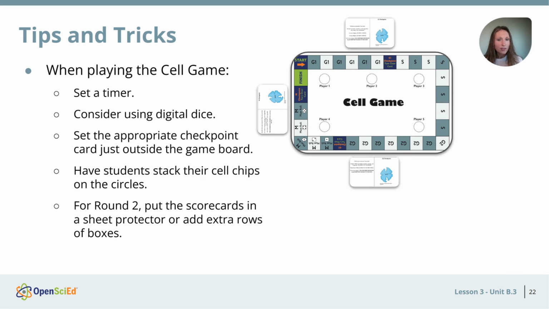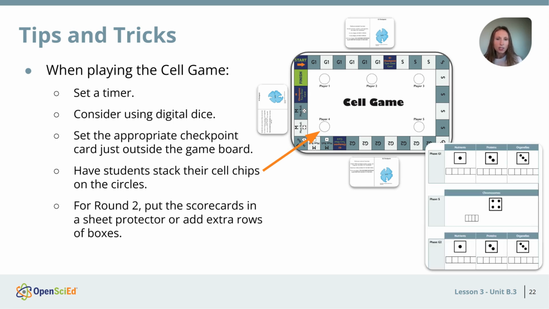Fourth, have students keep their cell chips on the game board in the designated circle so they don't play with them or lose them. Finally, because students will go around the board more often in round 2, they will run out of checkboxes on their scorecard. You can use a plastic sheet protector and markers that can wipe off for each cell, or you can add extra rows of boxes before you print the scorecards.